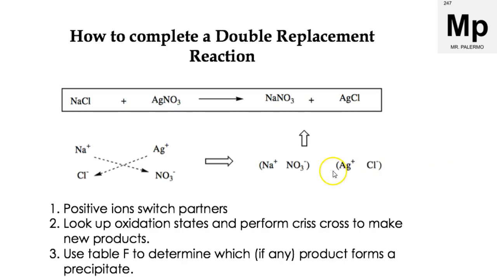So what we do is they ask you to complete this reaction, and they gave you only the reactants. You'd first do the double replacement. You do your drop and swap, looking up the oxidation states first, and then you go to table F and determine if any substance is going to form the insoluble, or we say precipitate.